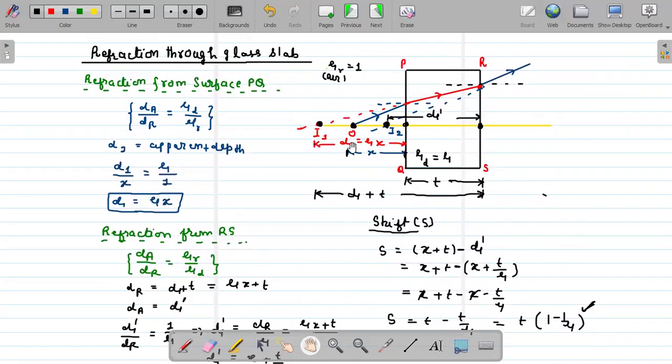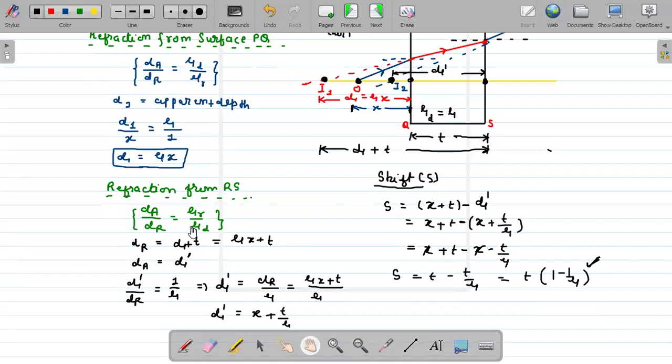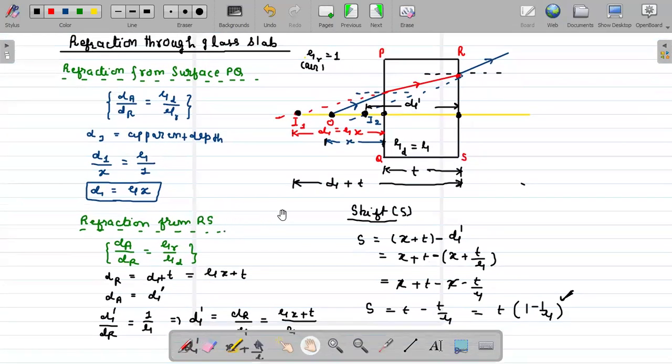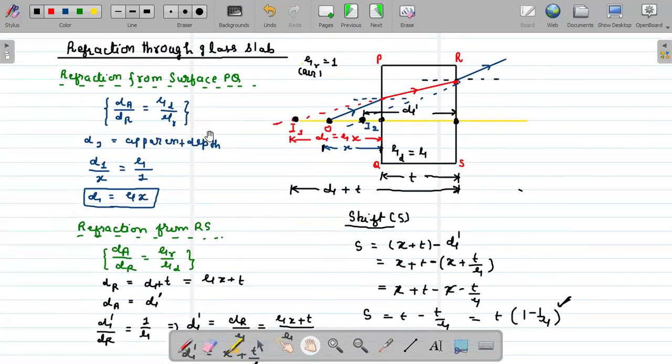Now this is the image formed by the first surface PQ, then the image formed by the second surface RS, which is the final image. For this surface RS, this red line is an incident ray, and this ray is in a denser medium. So I apply the formula here for the denser medium. For the denser medium, the apparent depth formula is dA by dr equal to mu r by mu d. So this is the way to derive the equation for the shift when refraction takes place through a glass slab.